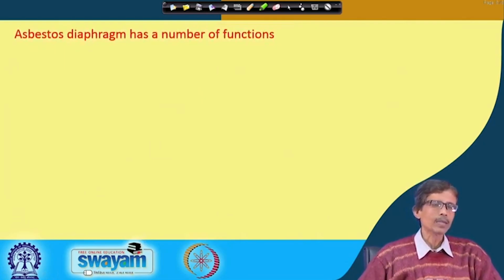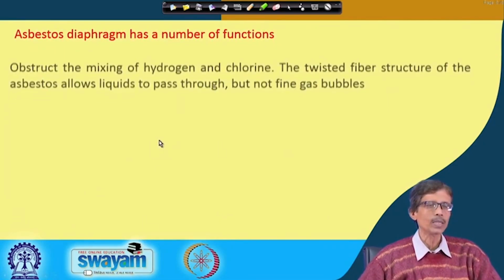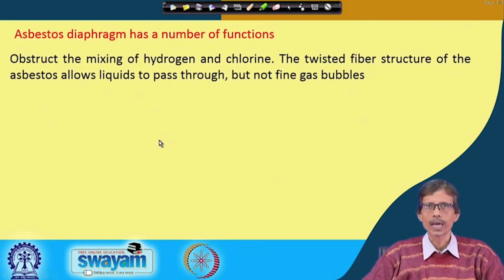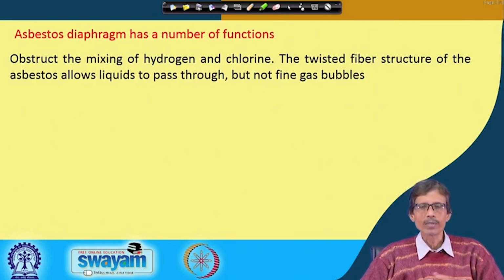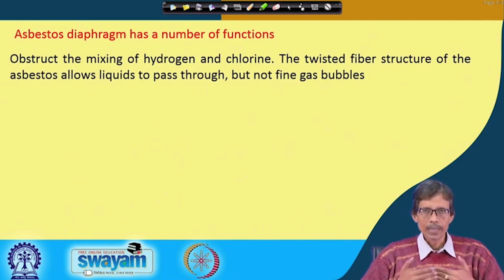Then this asbestos diaphragm has a number of functions. Why are we using this asbestos diaphragm? That is why you get the corresponding diaphragm cell. The asbestos diaphragm inhibits the mixing of hydrogen and chlorine, that is H2 and Cl2 gas. The twisted fiber structure of the asbestos, as you know how the asbestos fibers look, allows liquids to pass through. So, basically the asbestos fiber functions as a shield, and it only allows the solution which contains either sodium ion or the hydroxide ion.